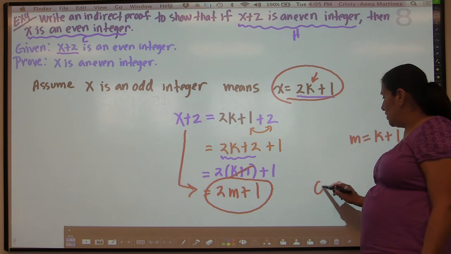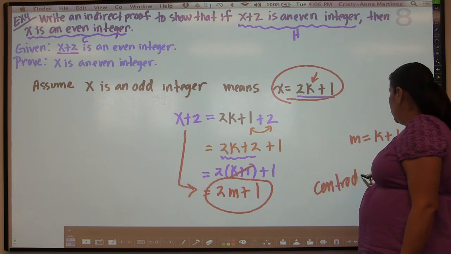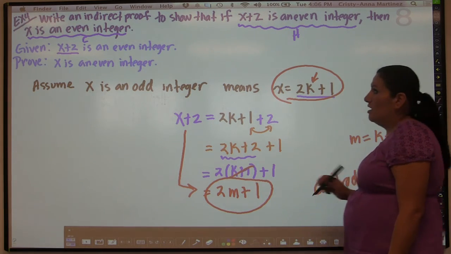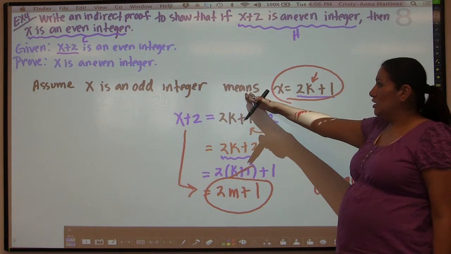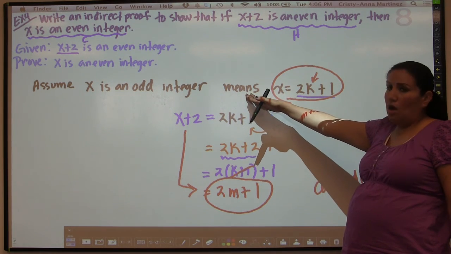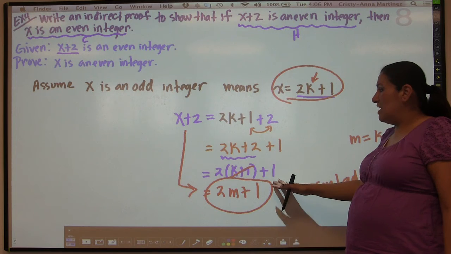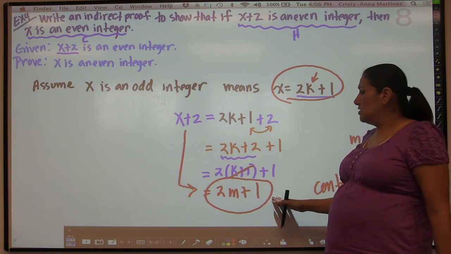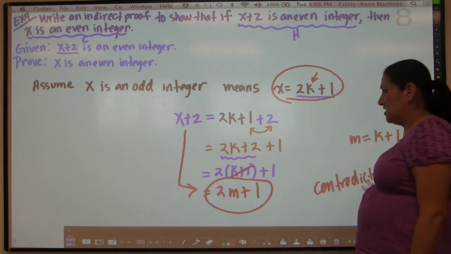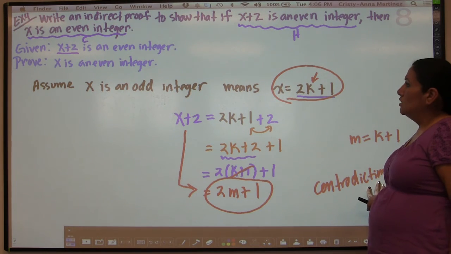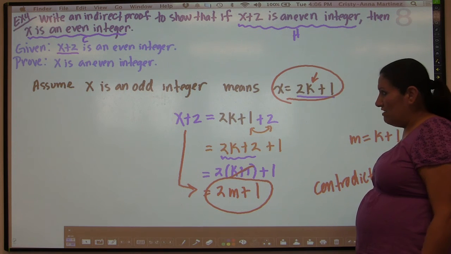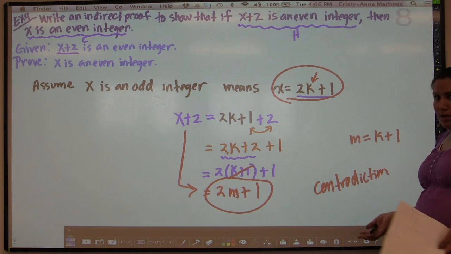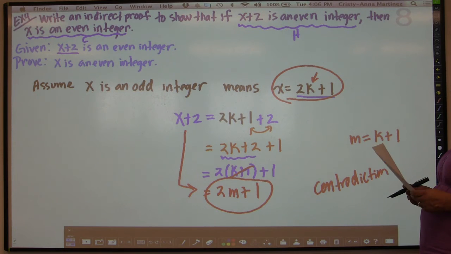But that's a contradiction, because we said at the beginning of the proof, given that x plus 2 is an even integer. So now we have assumed that the conclusion was false by making x an odd integer. We did some algebra and have now shown that x plus 2 is also going to be odd, which is a direct contradiction of the beginning. So if this is a contradiction, then it must mean that x was not an odd integer, that in fact x was an even integer, and therefore you've proved indirectly what you wanted to prove.